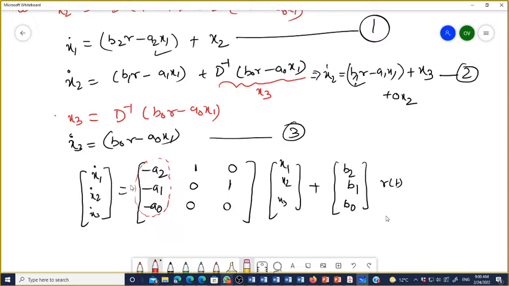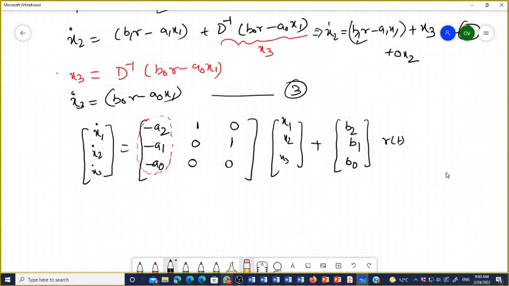Good. So what is the last equation? You can write here, what is the y? y is equal to x1. I defined it earlier, check. y equal to x1, and x2, x3, I defined, yes or no? So y equal to 1 0 0 into x1, x2, x3. So this is the output equation.